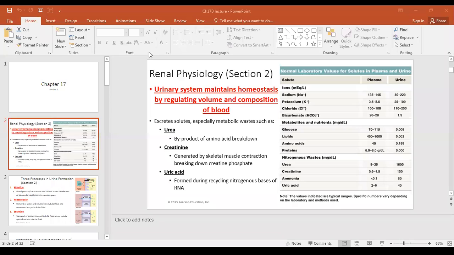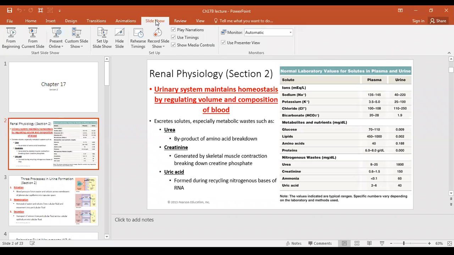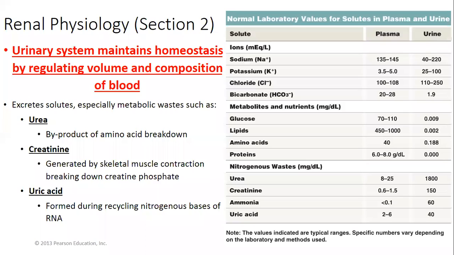All right, let's go to the second part of this chapter. So this is 17B. This chapter is going to be just a series of 5 short videos. So it may seem like a lot because there's 5 of them, but they're only about 20 slides each. So bear with me. We've got 4 more to go, including this one.